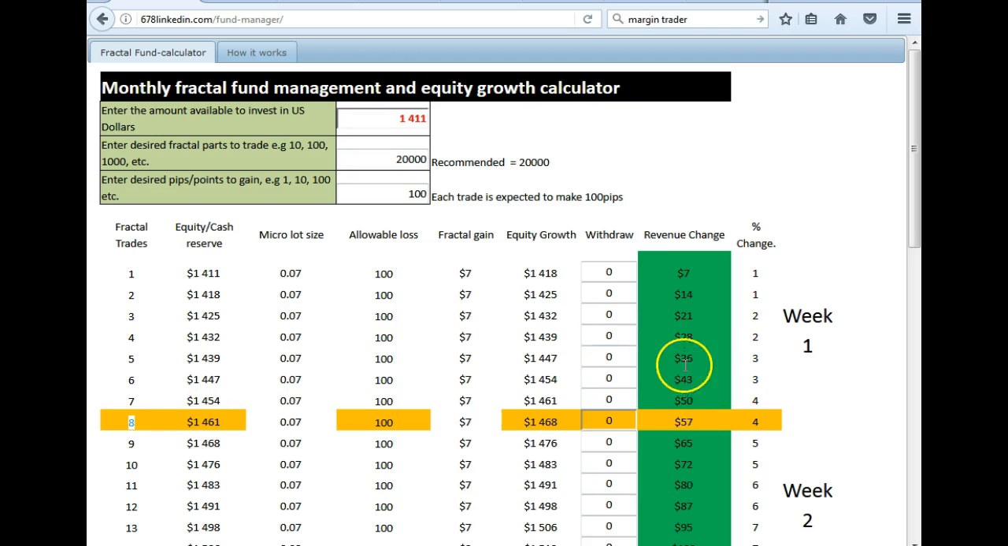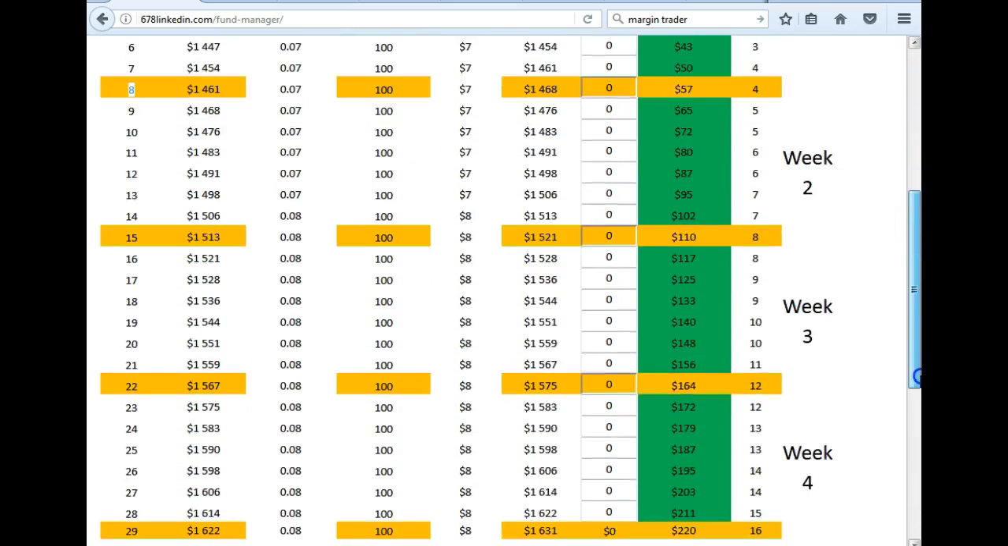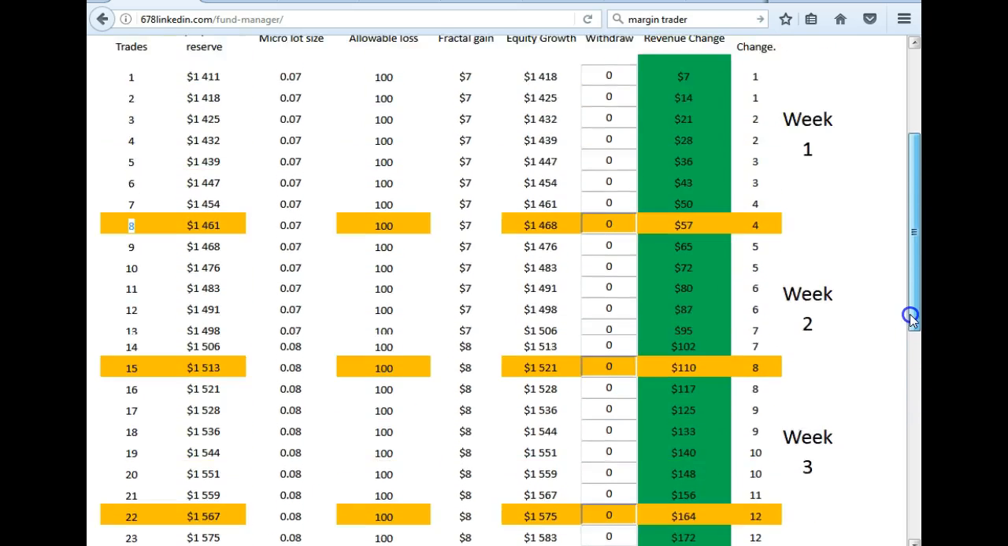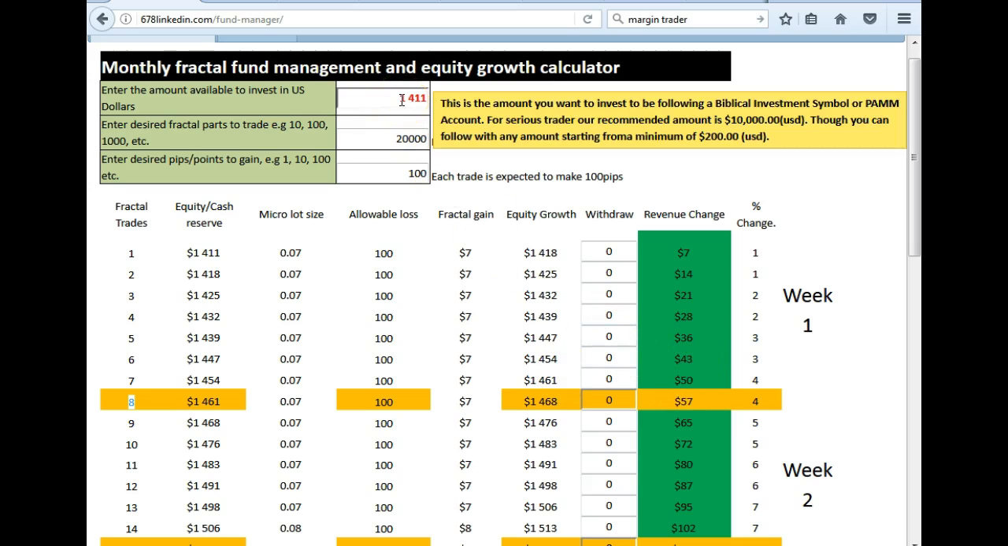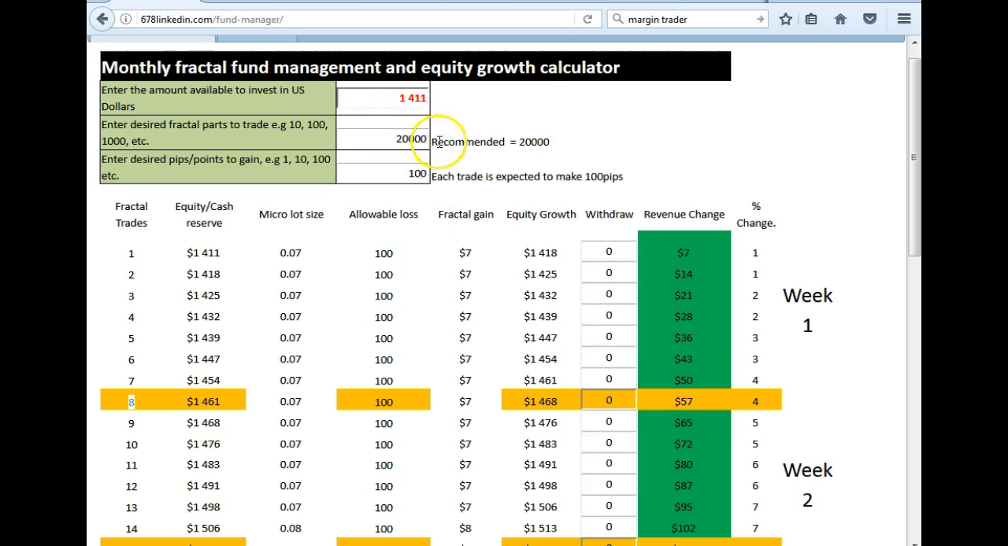So, each main step, this is a main fractal from step 1 to 7, is a main fractal which constitutes a week. There is 1 week, 2 weeks, and 3 weeks or 4 weeks, making a month. So each week, I know exactly how much I could be making from the market based on my equity and the total number of fractals I have divided into.